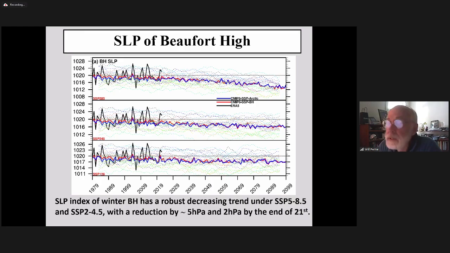So here's an example of the data showing sea level pressure decreases in the Arctic. So change in sea level pressure with MMM, mixed model mean. And what we see here is that the index of Beaufort High has a robust decreasing trend with SSP 5-8.5 and 4.5, a reduction of 5 hectopascal, 2 hectopascal by end of the century.